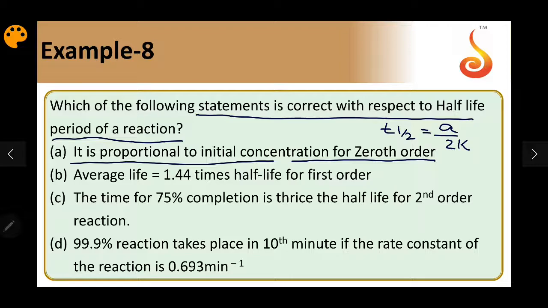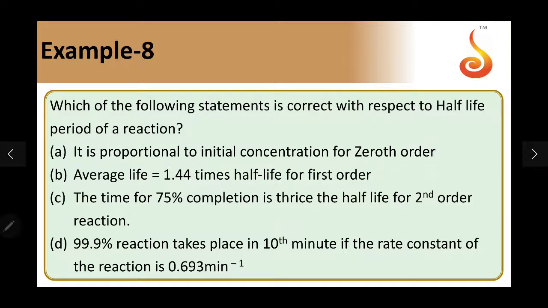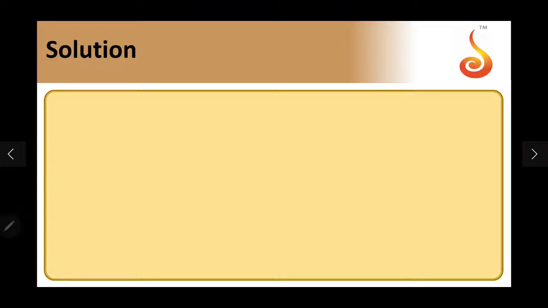Then in case of first order, half-life is 0.693 by K, and average life is 1 by K. So average life is going to be 1.44 times that of half-life of a first order reaction. That's a correct statement. The time taken for 75% completion is thrice the half-life of a second order reaction. So we'll verify this. We'll go to the solution box.